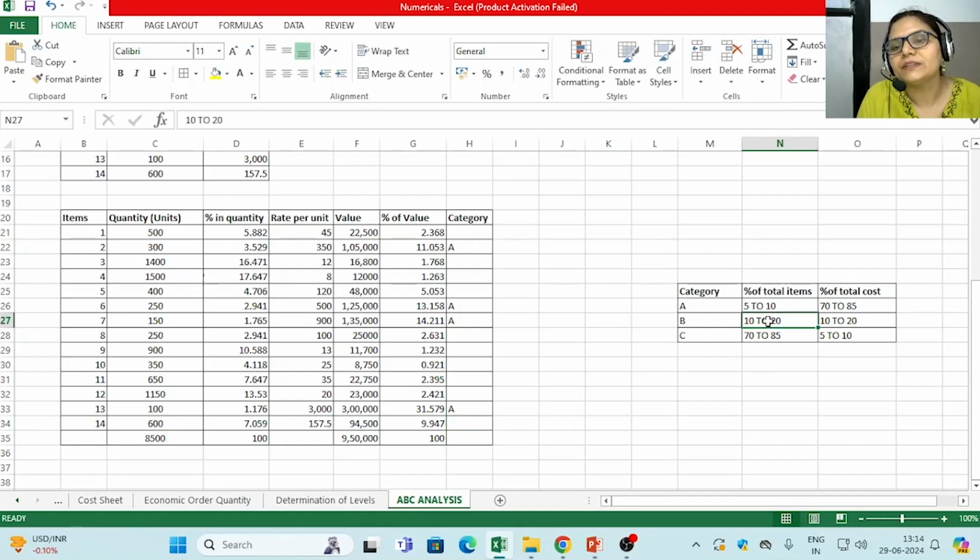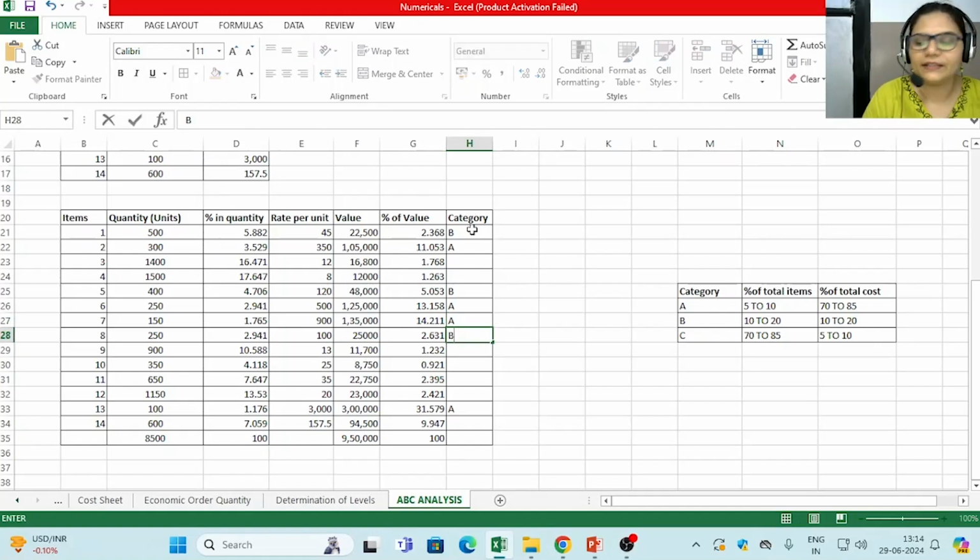Now B category items consist of 10 to 20% of total items but carry 10 to 20% of total cost. So here we go. Keeping this concept in mind, item number 1 can be categorized as B category item. Similarly, item number 5 can be categorized as B category item. Then item number 8, and then item number 14 can be categorized as B category items.